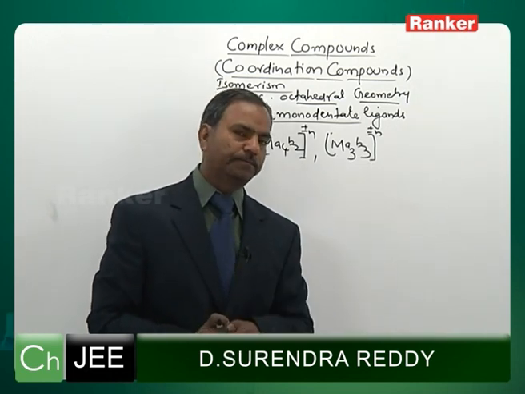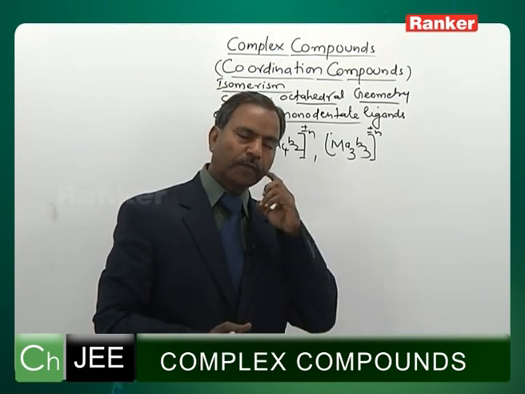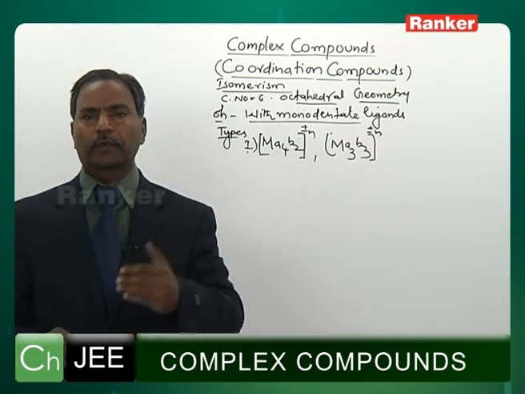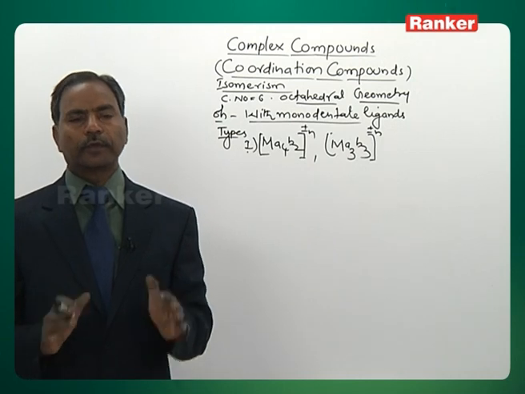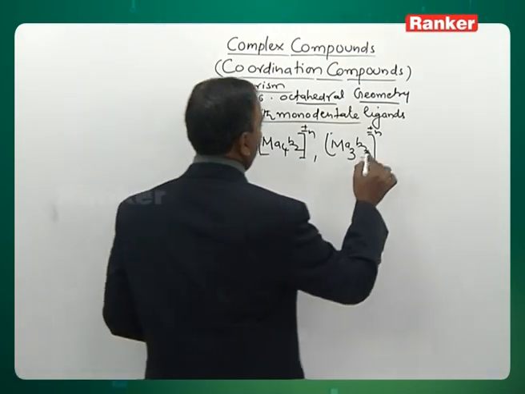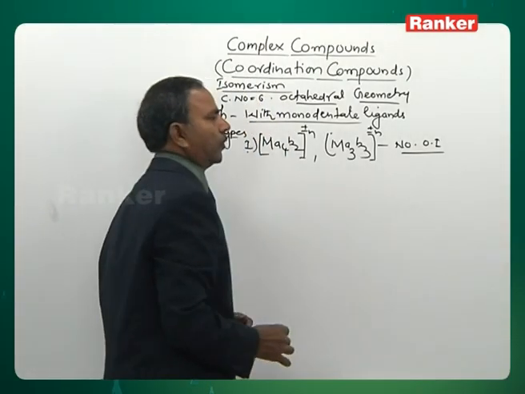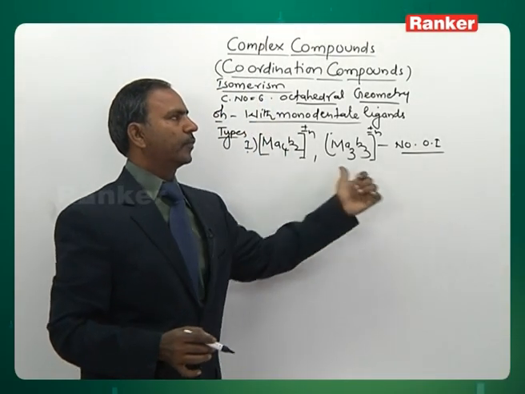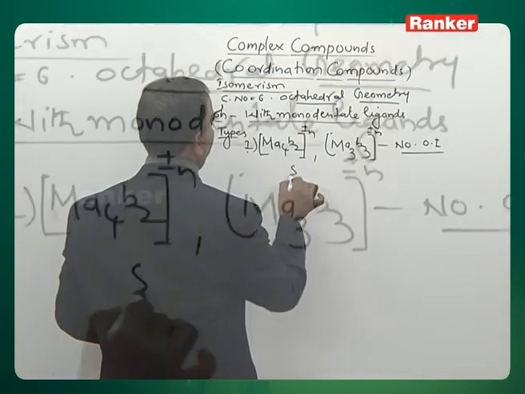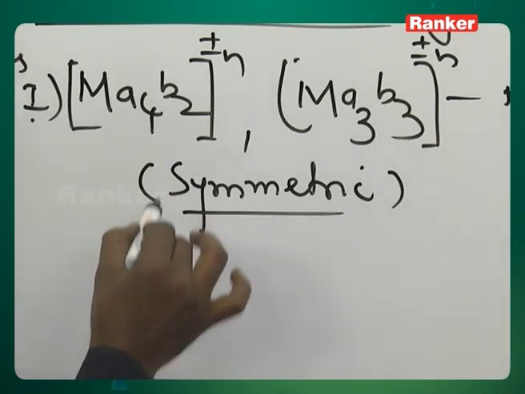We can cut them into equal halves. They are symmetric, obeying the symmetry elements, either plane of symmetry, center of symmetry, or axis of symmetry. Either you take cis or trans geometries, these are symmetric complexes. Therefore, these two are not exhibiting optical isomerism. No optical isomerism, due to symmetric geometries, because cis and trans are both symmetric.